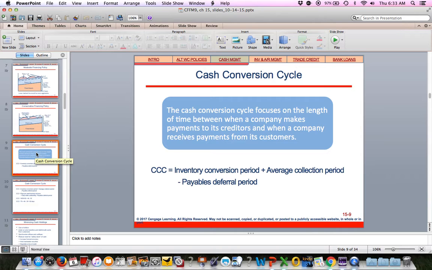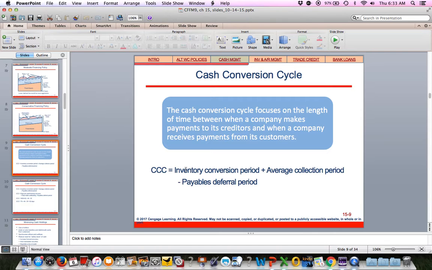Okay, next is the cash conversion cycle, called the CCC, and that's a really important one to know. It's on page 535. The cash conversion cycle focuses on the length of time between when a company makes payments to its creditors and when the company receives payment from customers. So how long does it take us to convert to cash?